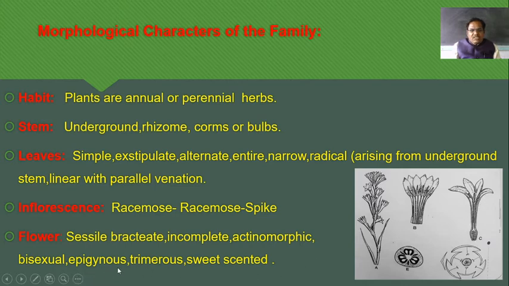So the ovary is epigynous, and the perianth, they are 6 in number. So they are trimerous, they are 3 or in multiples of 3, so they are known as trimerous, and they are sweet scented. When we observe this flower, it is whitish yellow in color, and they are sweet scented.